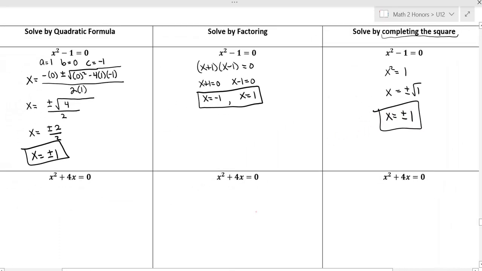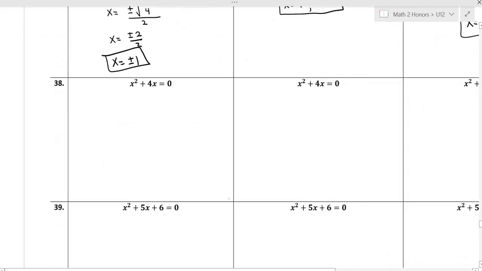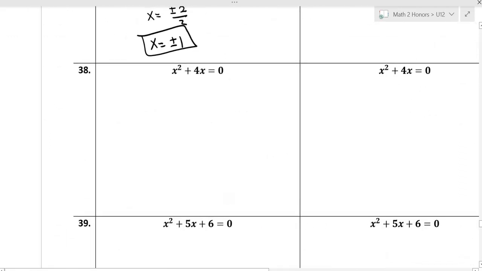Alright, next one, number 38. First of all, using the quadratic formula, a is 1, b is 4, and c is 0. Not the 0 that it's equal to, but the 0 that is just non-existent. There's nothing after that 4x. Plug this into the quadratic formula.